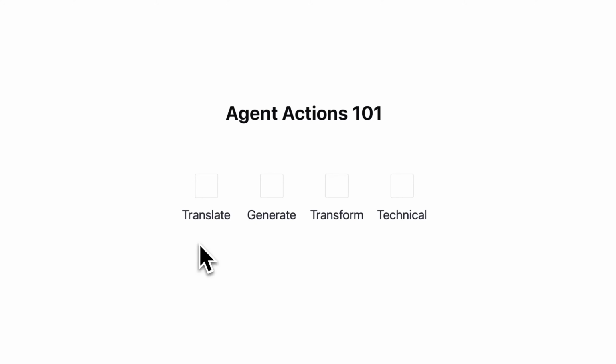We're going to look at three agent actions. First, translate, then generate, and then transform. And then at the end, we'll look under the hood at the technical side of these agent actions.